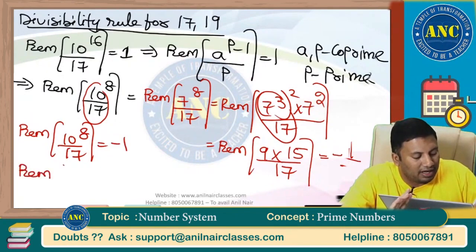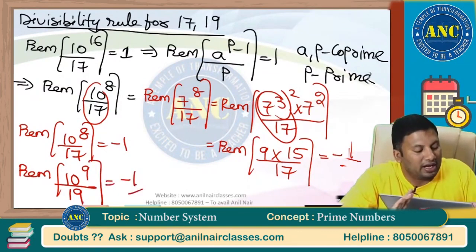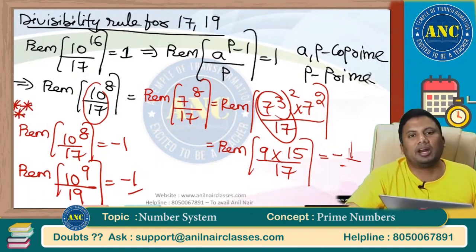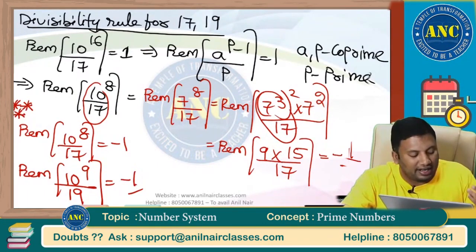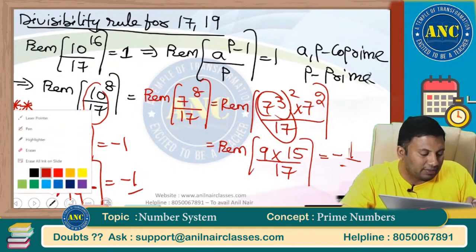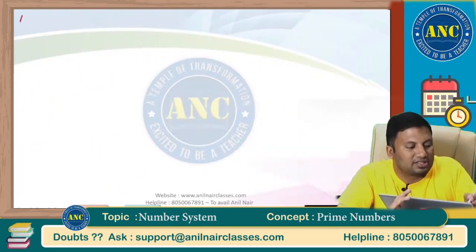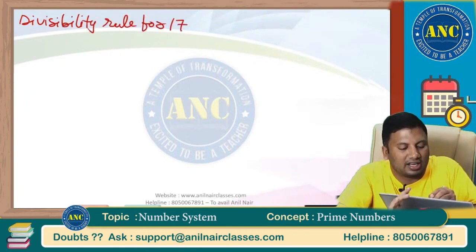Similarly, 10 power 9, if you do in the same way, divided by 19, it is minus 1. Very, very important for advanced level problems. 10 power 8 divided by 17 is minus 1, and 10 power 9 divided by 19 is minus 1. So, from this concept, you can develop the divisibility rule for 17. Some problems look very complicated in a mock, but once you understand, they become very easy.